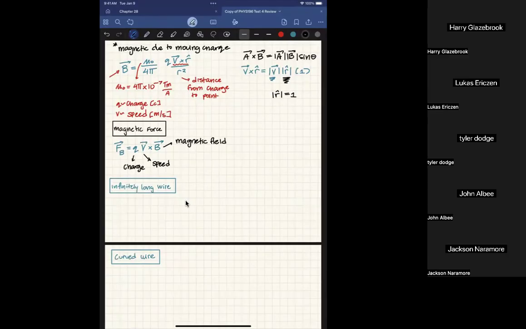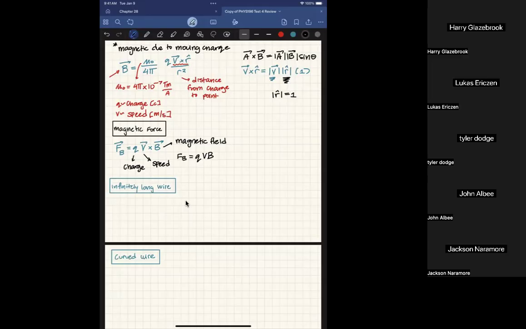So what you would do here, if you wanted to find this force, is just simplify to QVB. The reason being that sine of 90 degrees is going to be 1, and you know that the force, the velocity, and the magnetic field are all going to be 90 degrees from one another, and you'll just use this to solve for F sub B.